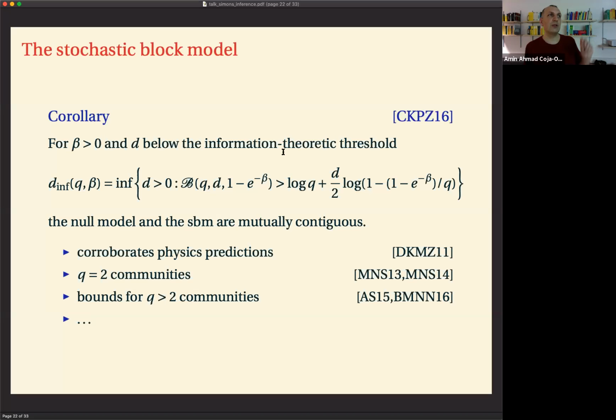Right, so there's a corollary about the information theoretic threshold in the stochastic block model. For two communities, this was already known thanks to Mossel, Neeman, and Sly. And there were bounds on more than two communities, and these results cover both the assortative and the disassortative version.